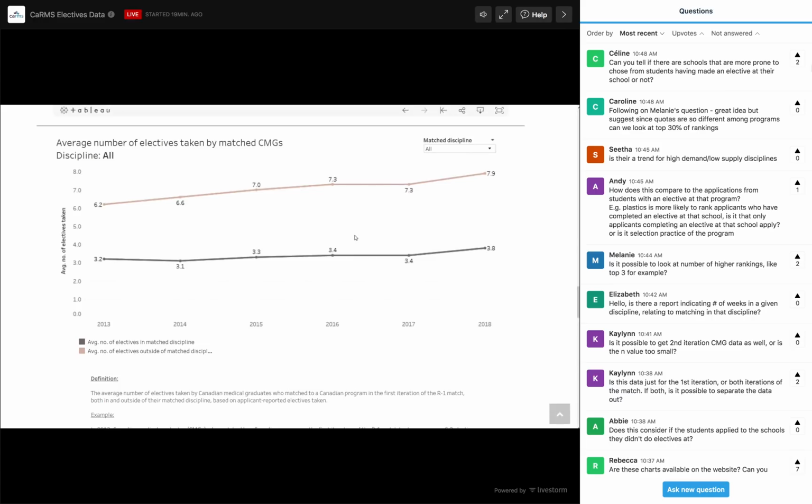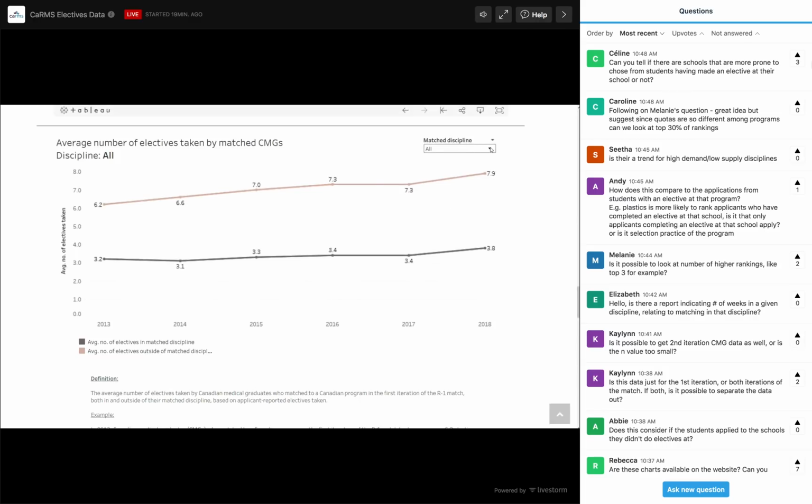So interestingly, both trend lines are going up. I would suggest, based on a quick look at this, the trend line of the electives taken outside the matched discipline is going up at a higher rate over the last 6 years compared to the number of electives taken in the matched discipline. So that's one observation, just based on the line.